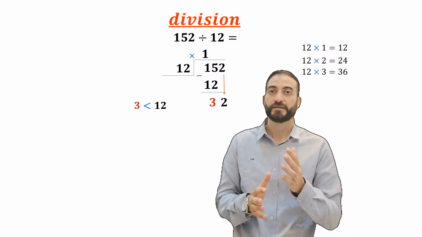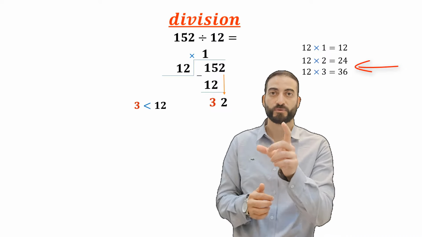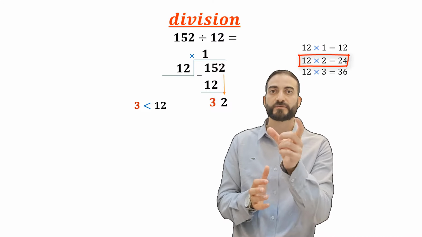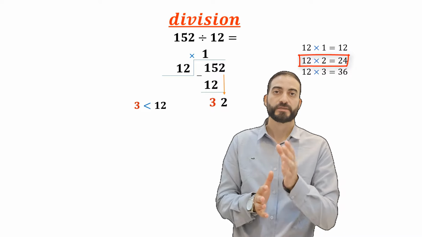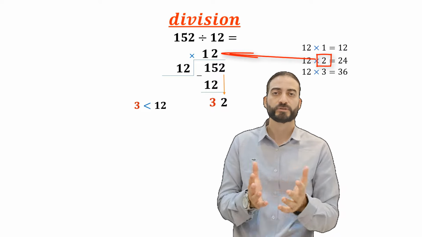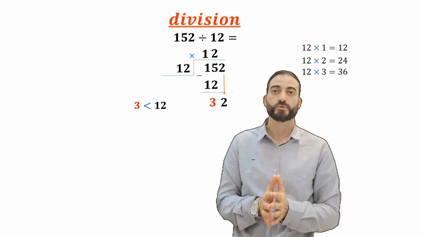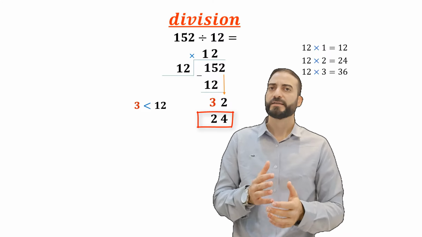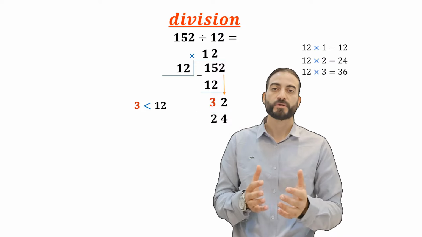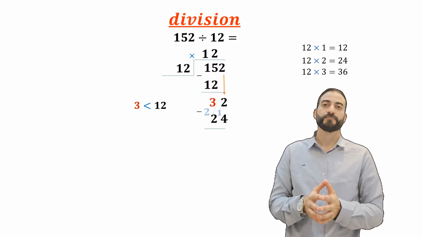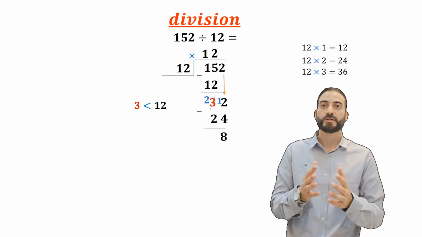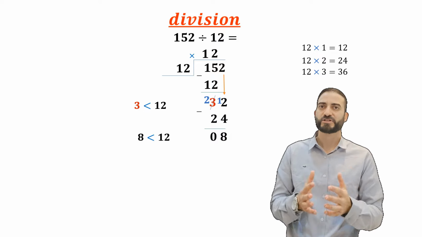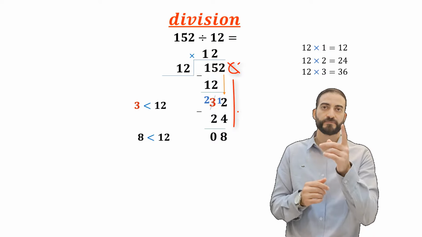We find that the 32 is here between 24 and 36. So we take the smaller one. So we take 12 times 2 equals 24. And we put this 2 here. And immediately multiply it by the divisor. So 2 times 12 equals 24. So we write 24 here. We directly do a subtraction. So 32 minus 24 equals 8. Because 8 is smaller than 12, this means that the process has ended, especially since there is no number here.